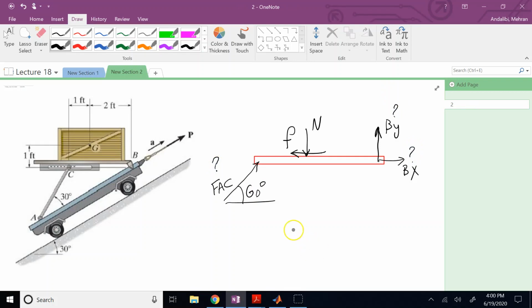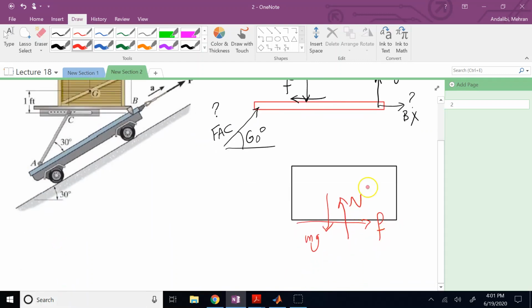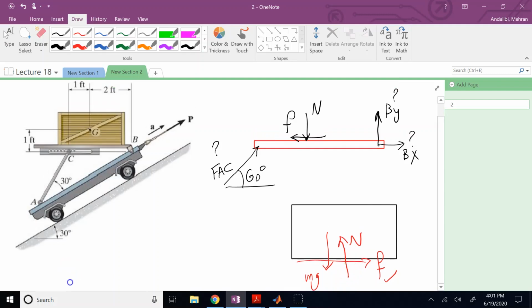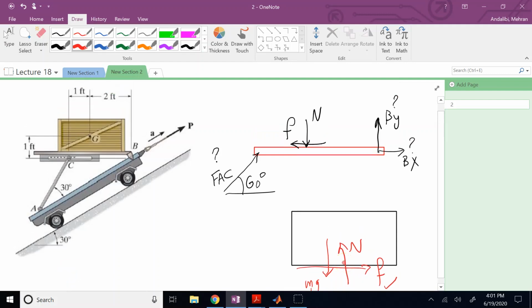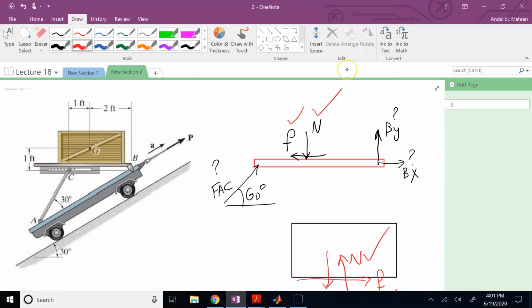And then from the box itself, if you draw the box, the box has mg, and then it has N, and then it has the friction. And then from A, if you apply the equations, you can find F, and if you want the maximum A that you can apply, then you make this F equal to maximum friction, mu S times N, so you can find N. Therefore, in this FBD, you have F and N.